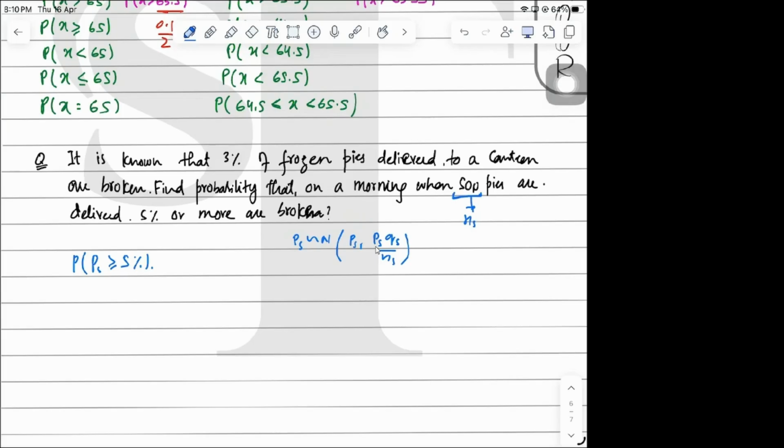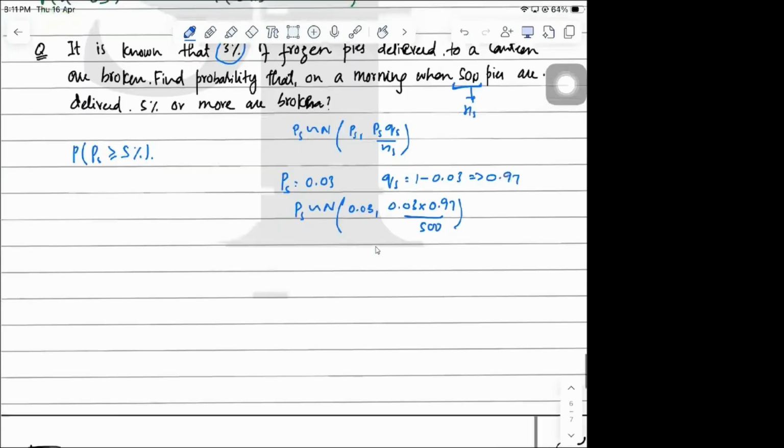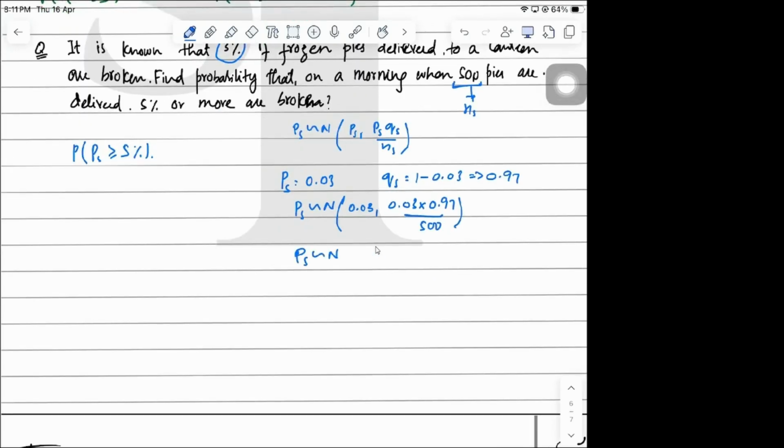According to the condition, it is known that 3% of the frozen pies delivered to a canteen are broken. So it means your P_S is 0.03, and Q_S must be 1 minus this one, no? 1 minus 0.03, which is exactly 0.97. Is that clear? Furthermore, when we write the distribution, it's going to be 0.03, and 0.03 multiplied by 0.97, and the sample size is exactly 500. So P_S follows the normal distribution.